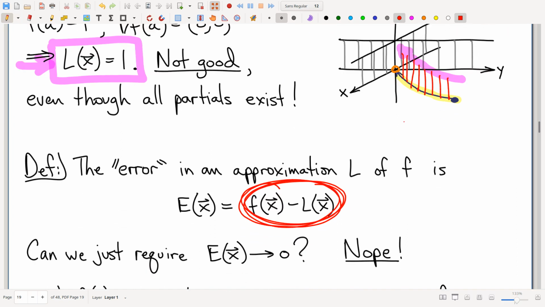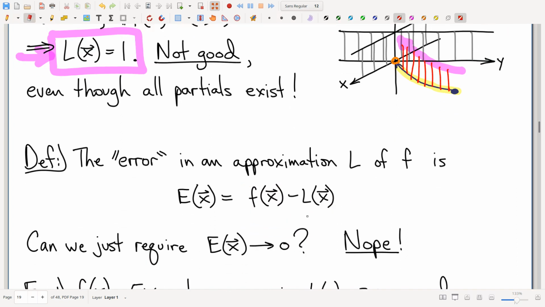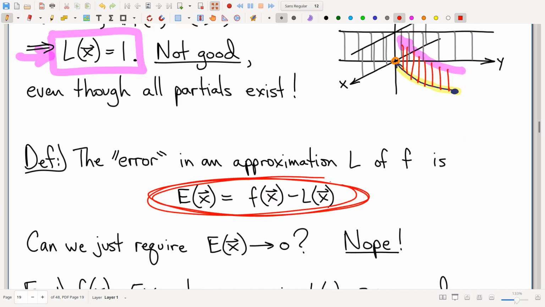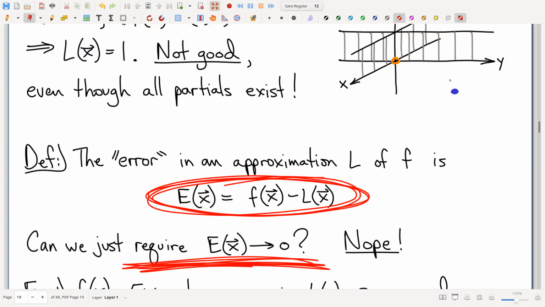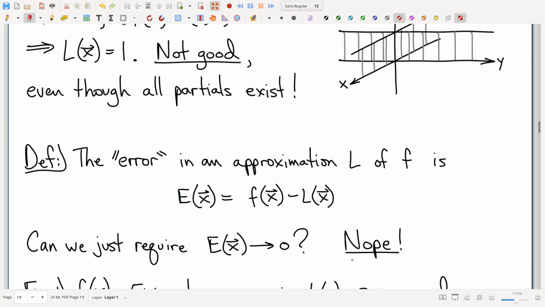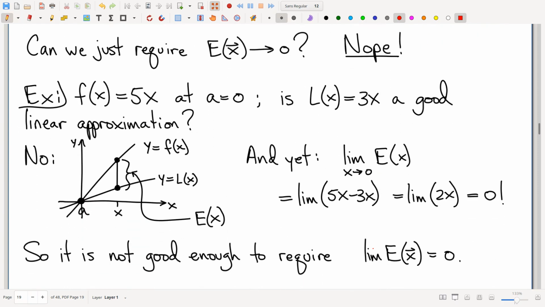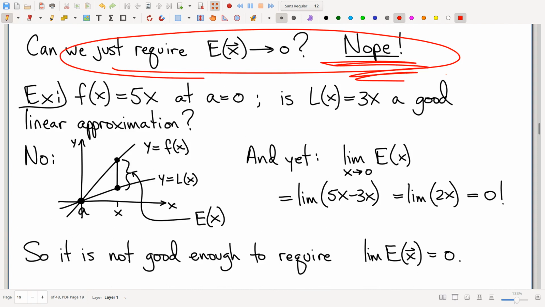So this seems like a reasonable first shot at describing what the condition ought to be. Maybe I should say that a linear approximation is acceptable as long as error approaches 0. Certainly that would allow me to eliminate this massive failure. Maybe that'll do. Maybe that's good enough. And of course, y'all can read what I've already written here and know that is actually not good enough. This is the surprising thing. It's just not good enough to require that the error approaches 0.